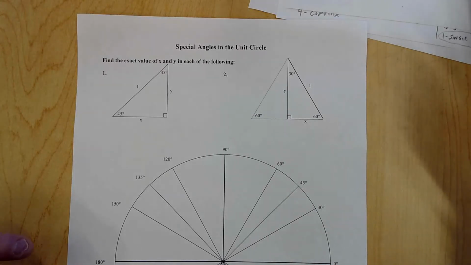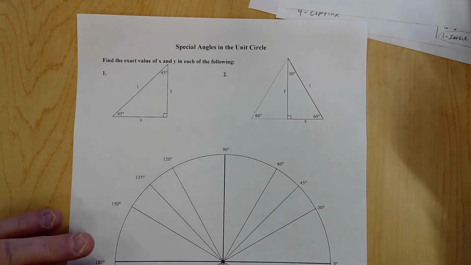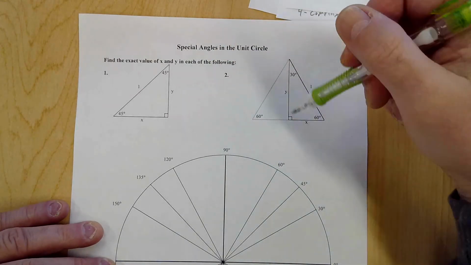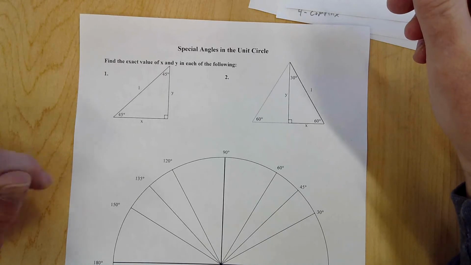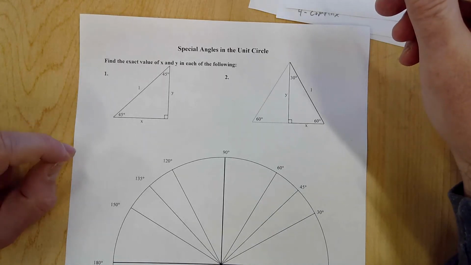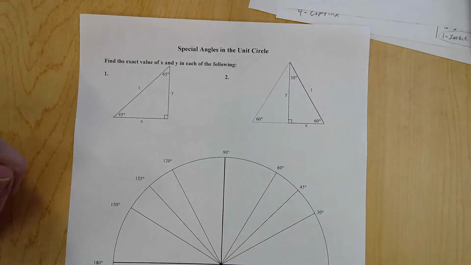All right, let's do the unit circle now, special right triangles. We haven't talked about 45, 45, 90. We've done 30, 60, 90 for a couple of days here. So let's talk about 45, 45, 90 and see if you could answer these questions that come with it.